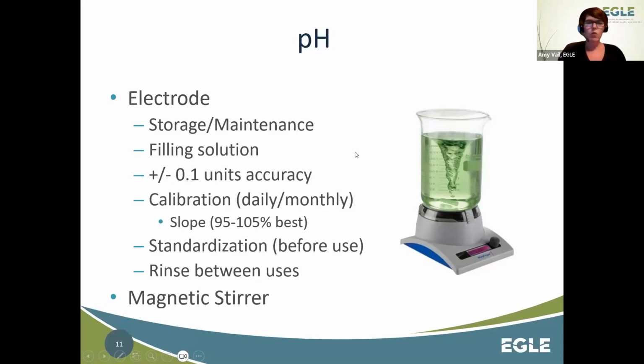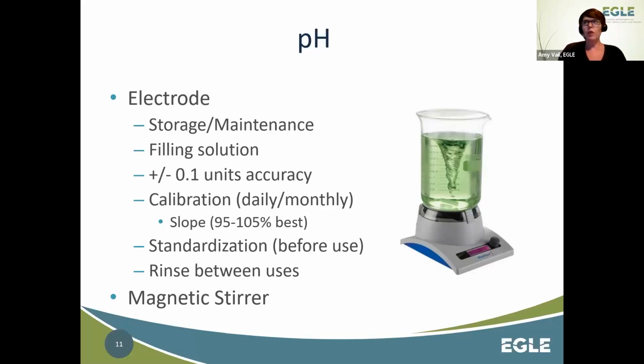For what we're dealing with, you want to make sure that you have 0.1 units of accuracy, which most pH probes have or even better. But that's kind of the minimum. And as far as calibrations go, if you're using the probe daily, you want to make sure that you calibrate it every time you use it, at least once a day.